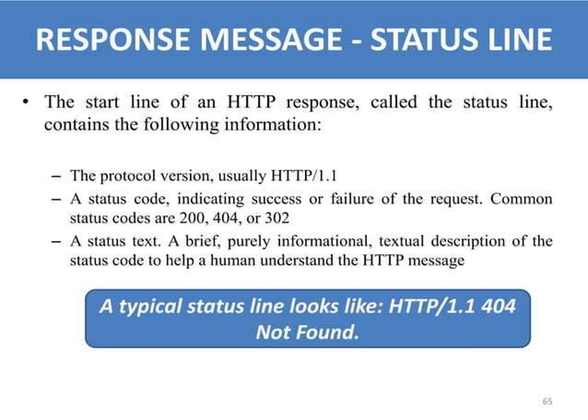The first one is the protocol version, usually HTTP 1.1. Then there is a status code. The status codes indicate the success or failure of the request. The common status codes are 200, 404 and 302. A typical example of these status lines is HTTP/1.1 404. The 404 indicates the page is not found.